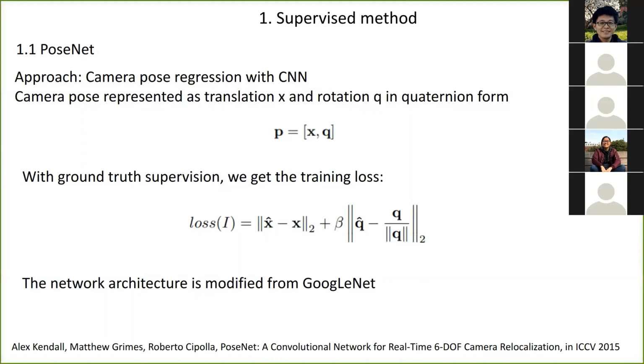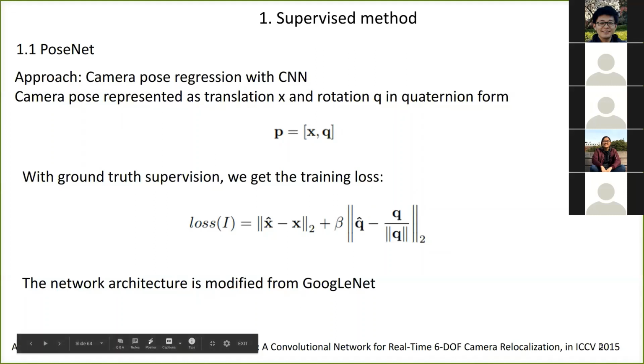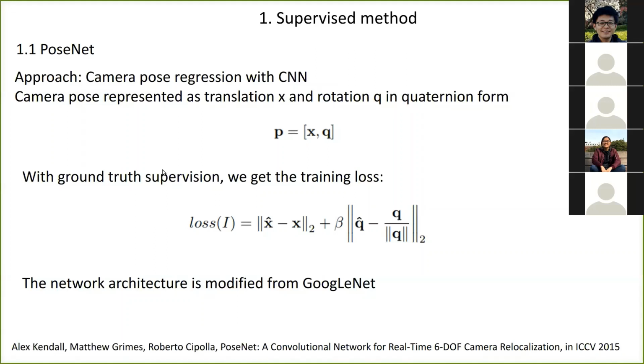So the first algorithm I want to introduce and share with you is PoseNet. This is a publication in ICCV 2015. This is one of the first approaches to use a neural network to do camera pose estimation.